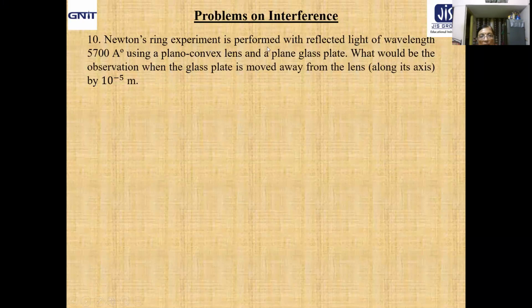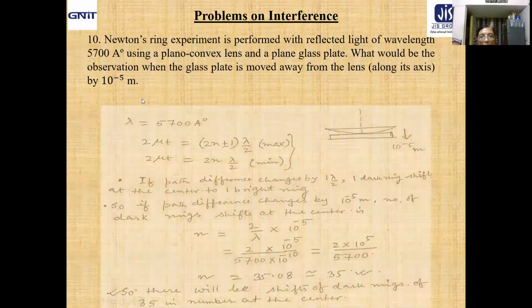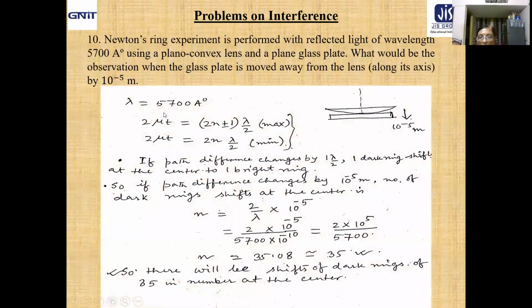Newton's ring experiment is performed with reflected light of wavelength 5700 angstrom using a plano-convex lens and a plain glass plate. What would be the observation when the glass plate is moved away from the lens along its axis by 10 to the power minus 5 meter? Let us first take a look at the diagram. This is the situation we know.